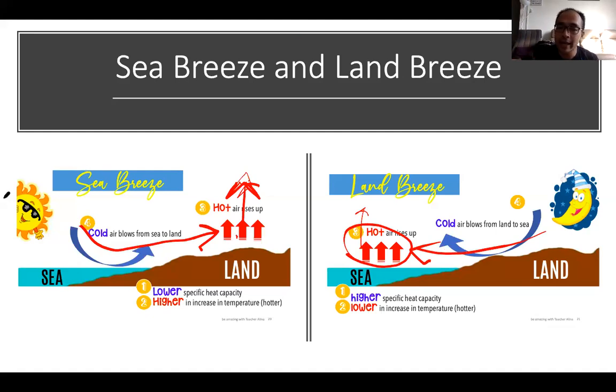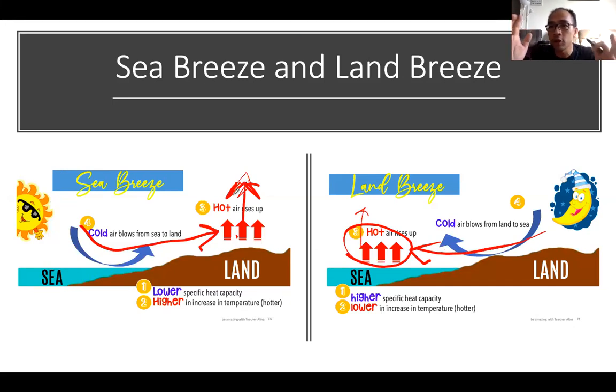And then of course, yes, I know, the cold air, when it goes in, will become hot because it is on the land. Then the hot air will rise up, and then more cold air will come in. And then the cold air will become hotter, and then the hot air will rise up. Dan seterusnya, dan seterusnya. Okay, that's how sea breeze and land breeze happen.